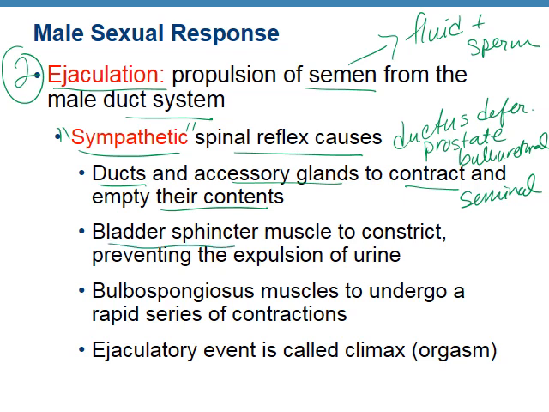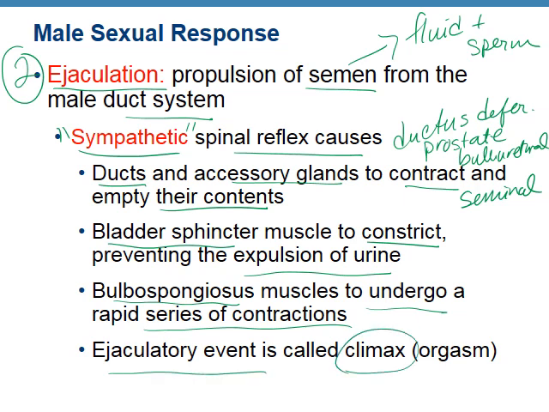Bladder sphincter muscle is going to constrict, preventing the expulsion of urine. Remember, we do not want urine and sperm traveling in the urethra at the same time. Then we have muscles that are going to undergo rapid series of contractions, and the ejaculatory event is called climax or orgasm. I think it's funny, your book says the force of this is about 11 miles per hour.